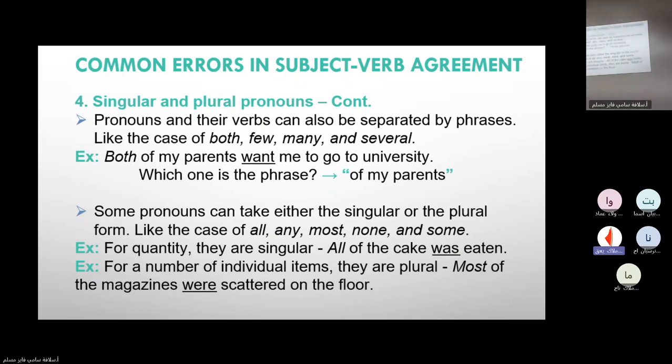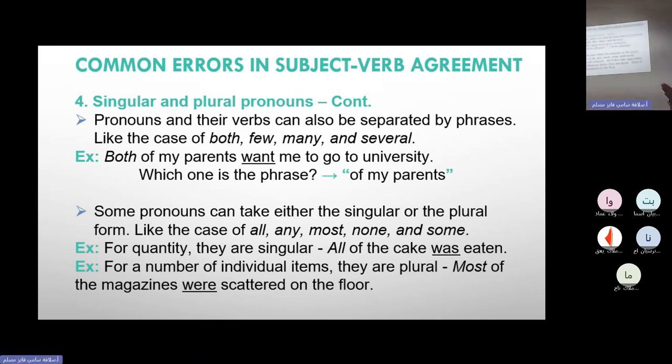First example, right? Both of my parents want me to go to university. Which one is the phrase, Malak? Both of my parents. Both of. Yeah, both of my parents. Okay?